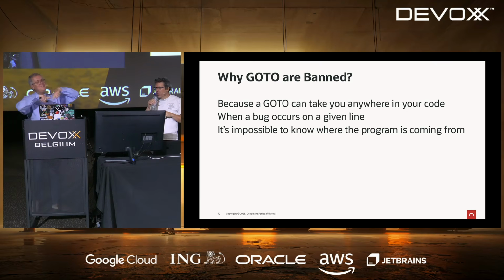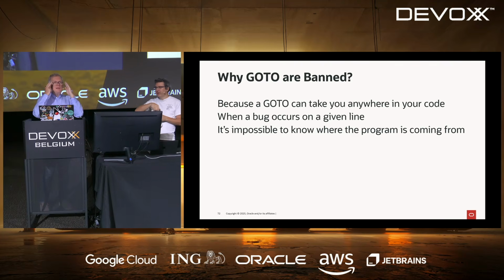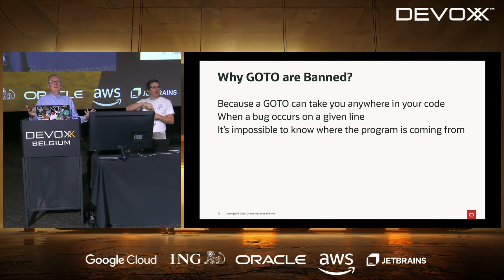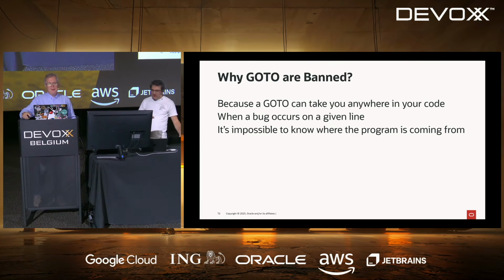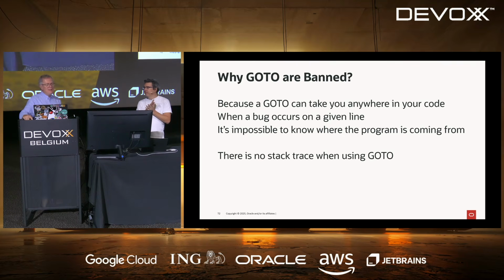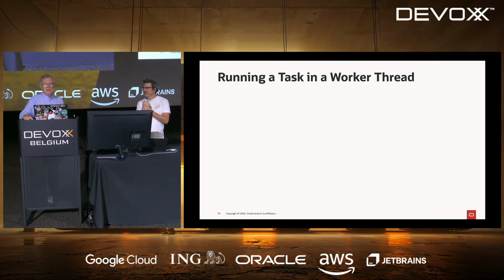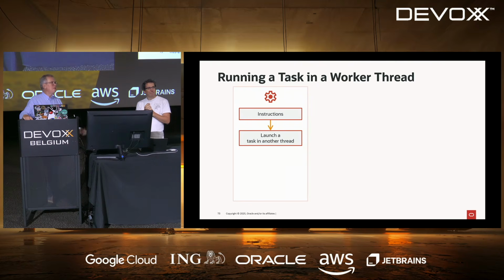The problem with goto is that it can take you anywhere in your code. So if you're looking at a line of code and you say, okay, I've got a bug here, and you want to know where I'm coming from, basically, if you have a language with gotos, you can't know that. You can't know where you're coming from because you can literally come from anywhere. Okay? Well, guess what? Running something in another thread is just like issuing a goto. You have a main thread and you're just running instructions. And then at some point, you want to launch a task in another thread using the executor service pattern. So on the side, you have a worker thread within this executor service that previously was executing other tasks.